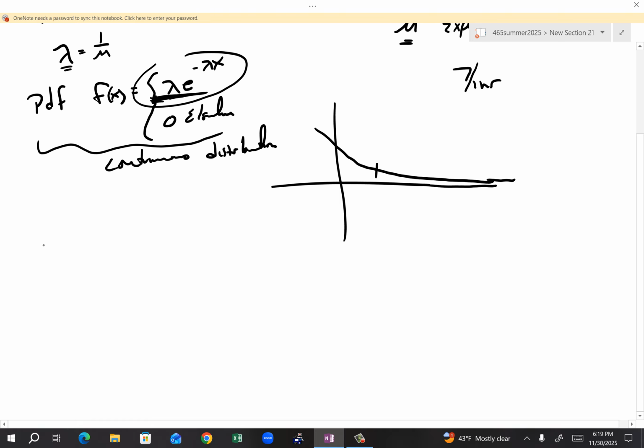What we're going to use is the CDF, and this is all we're ever going to use: 1 minus e to the minus lambda x. That is the CDF. This is the probability that x is less than or equal to big X.